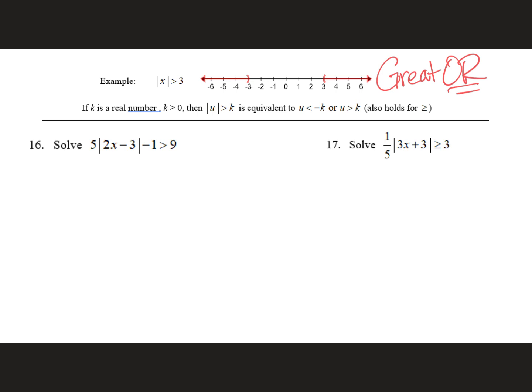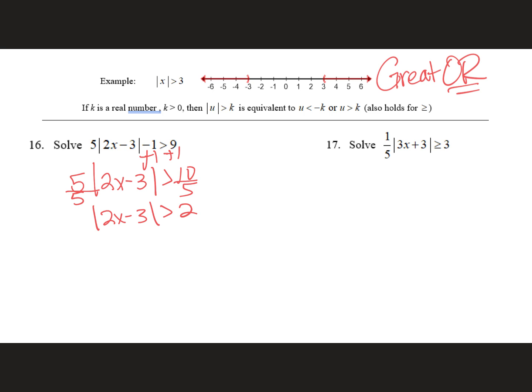So I have to isolate first. Plus 1 gives me 5 absolute value of 2x minus 3 greater than 10. And again, I said it in the absolute value equations video, I'm going to say it again here. Do not distribute over absolute values. Absolute value is an operation, not a grouping symbol. We do not distribute. To get rid of the 5, I'm going to divide by it. So it's absolute value of 2x minus 3 is greater than 2. Notice I did not remove the absolute values because I have not done anything with that.